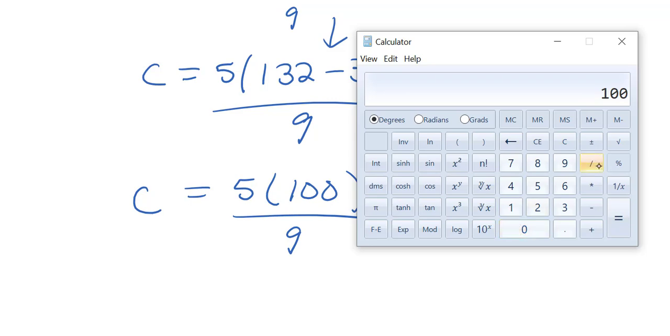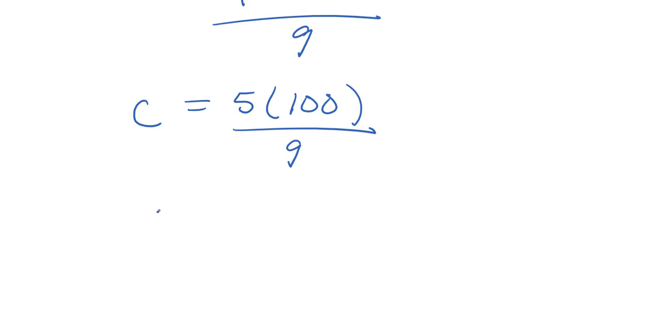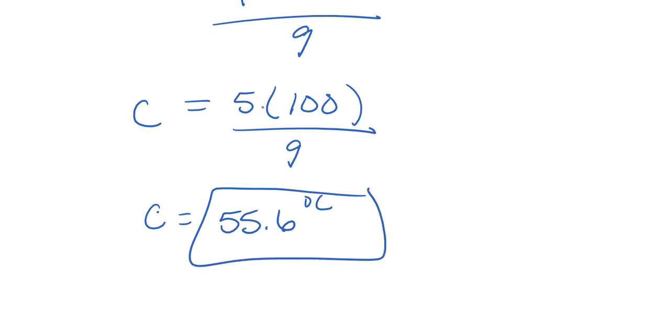So we have 100 times 5, so that's 500. We divide it by 9, and we get 55.555. So let's just go 55.6. So what's the temperature in Celsius? 55.6, because we multiplied these two numbers, and then we divided by this number. So it's multiplication divided by 9, so 55.6. Now let's do the last example.